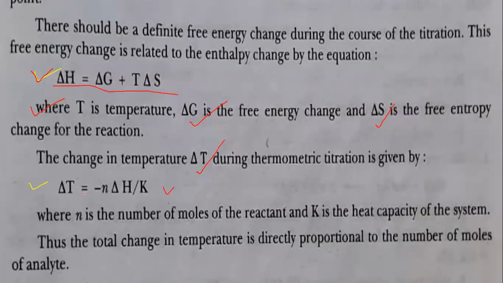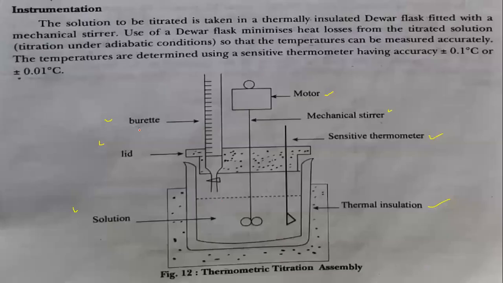N is the number of moles of reactant. If n increases, definitely the total change in temperature will also change accordingly. If the number of molecules is less, that is going to affect the temperature directly. So temperature may increase or decrease depending upon whether the reaction is endothermic or exothermic.